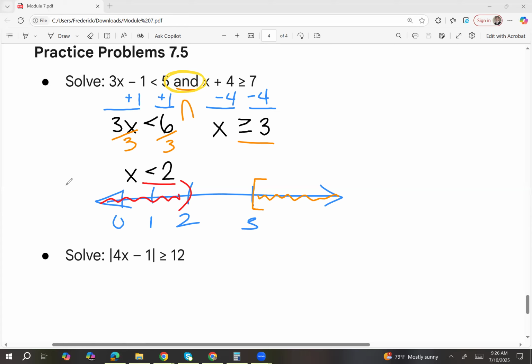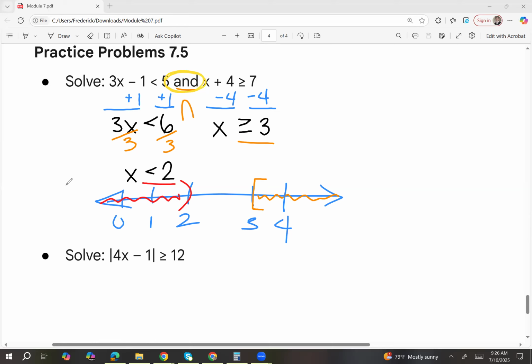Well, that doesn't exist, right? 1 can't be less than 2 and greater than or equal to 3. Or another test point, 4 over here. 4 is not less than 2 and greater than or equal to 3 like it is.